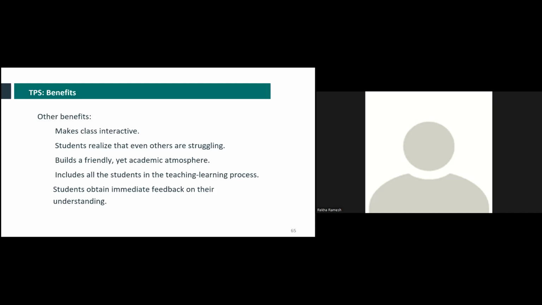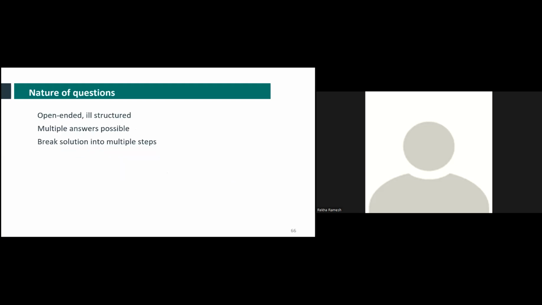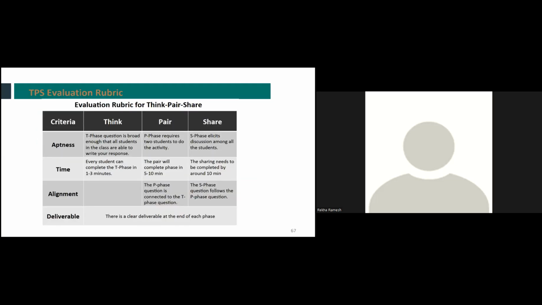And the question should be such that we can break the solution into multiple steps. So such type of questions only you should ask. Otherwise, if you ask a question which has only one single answer, the purpose of TPS is lost. Okay, you can design a rubric for evaluating the TPS, the aptness, how apt the question is for the think phase, for the pair phase, for the share phase.